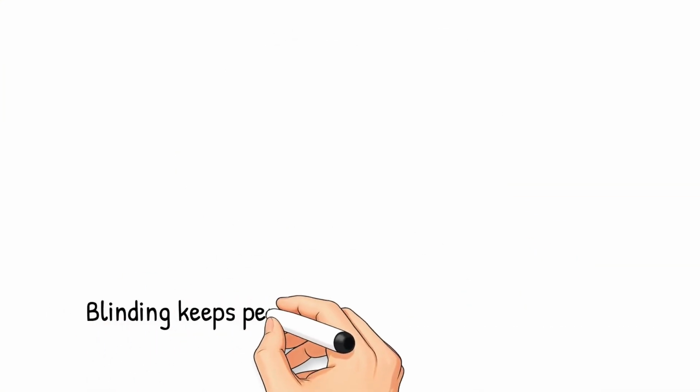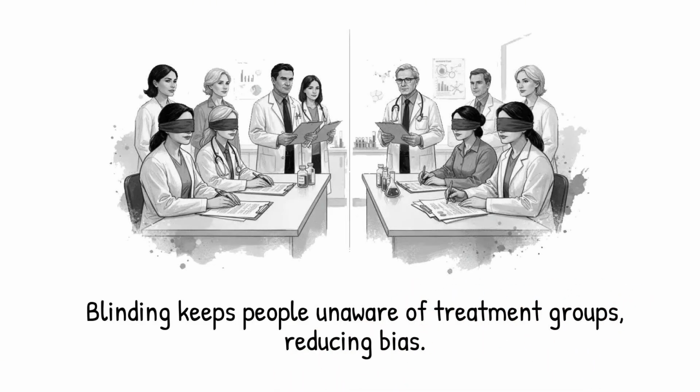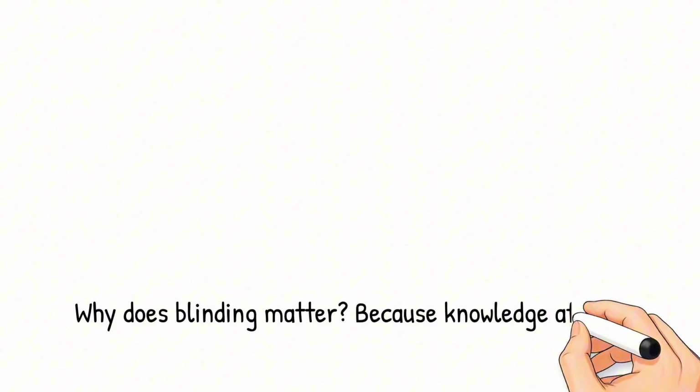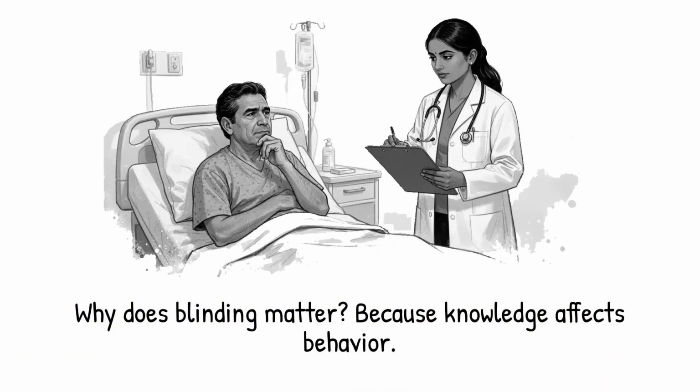The 4th thing you look for is blinding. Blinding means keeping someone unaware of which treatment was received, or which group a patient belongs to. And it is one of the most powerful tools in research design for reducing human bias in the results. Why does it matter? Because humans, patients and clinicians alike, behave differently when they know what they're receiving.